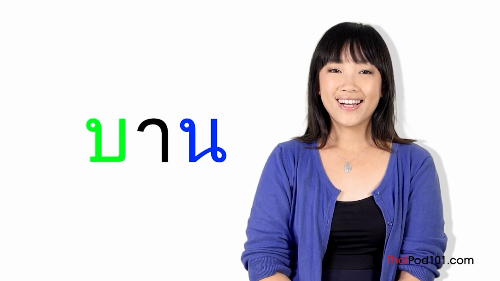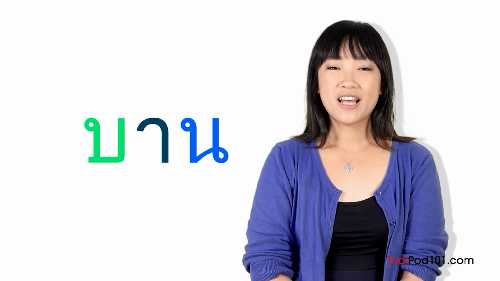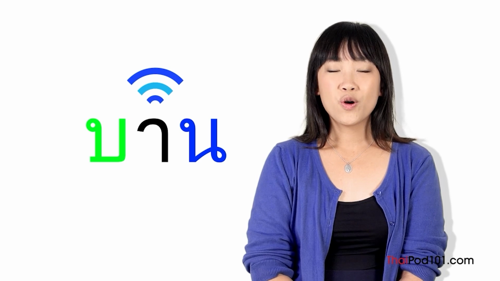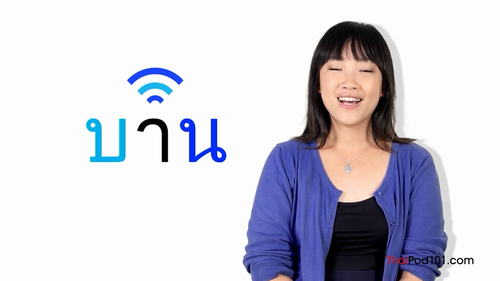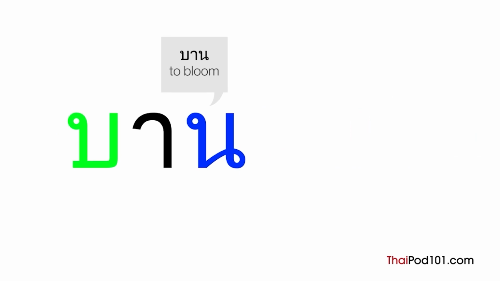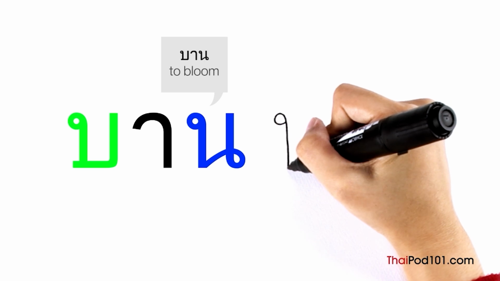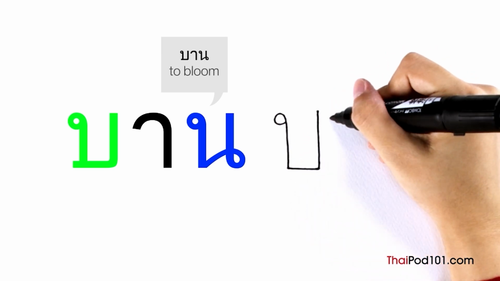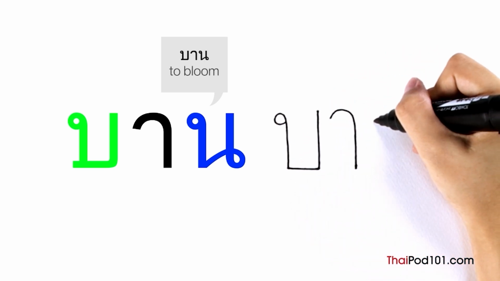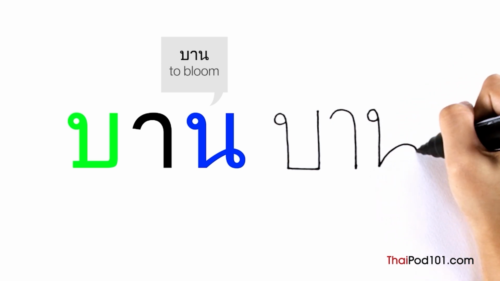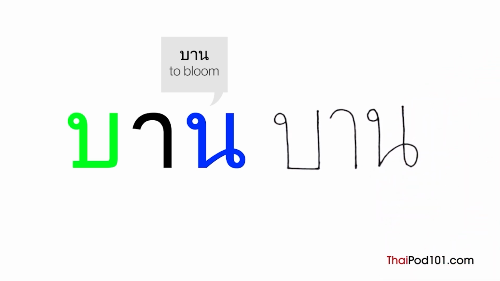Here's one more word. Can you read it? It's บาน which means to bloom. Ban is also mid-tone. Why? Well, it has an initial middle-class consonant and a live ending. Let's write บาน together. บอใบไม้ สระอา นอหนู บาน.